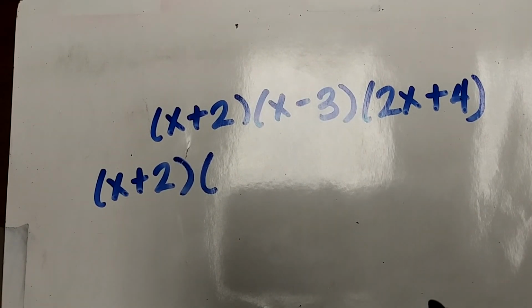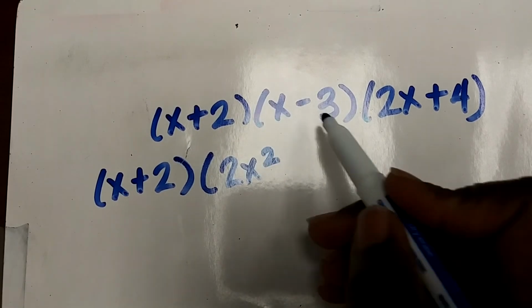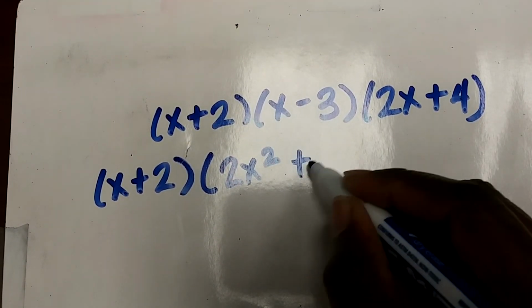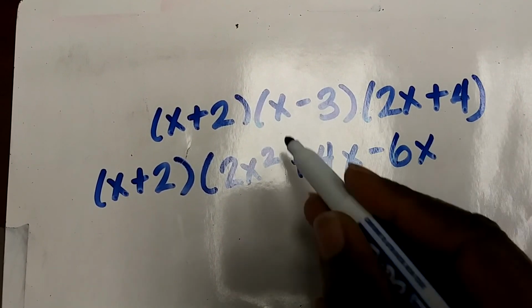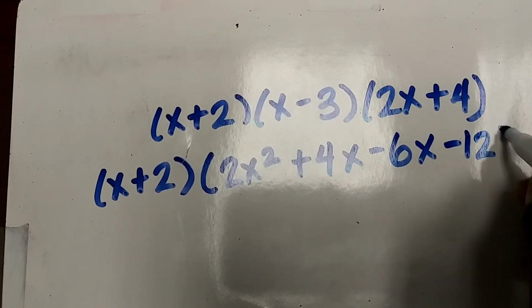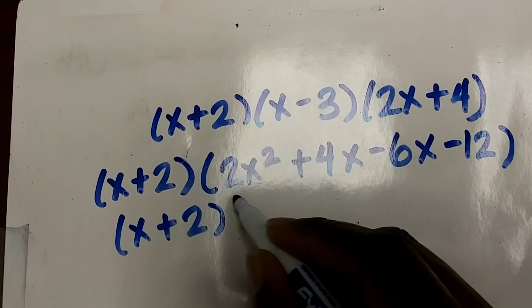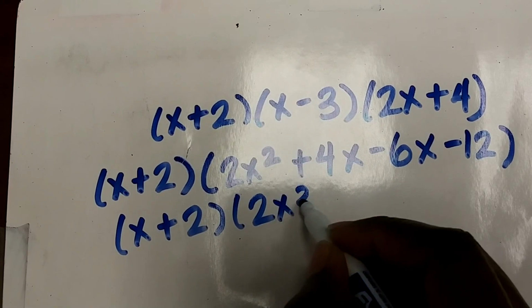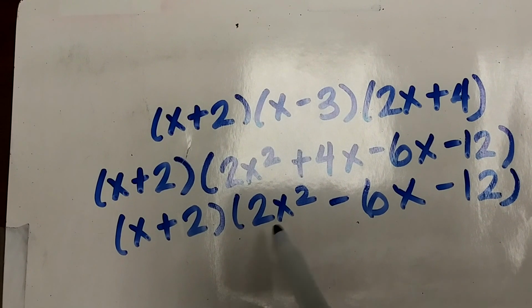So if I FOIL out the second 2, I'm going to have 2x squared first, outer plus 4x, inner is minus 6x, and then my last is minus 12. And then from there I have x plus 2 times 2x squared minus 6x minus 12. From here, you have a 2 by 3, so you can either distribute out the x and the 2, or you can apply the box method.